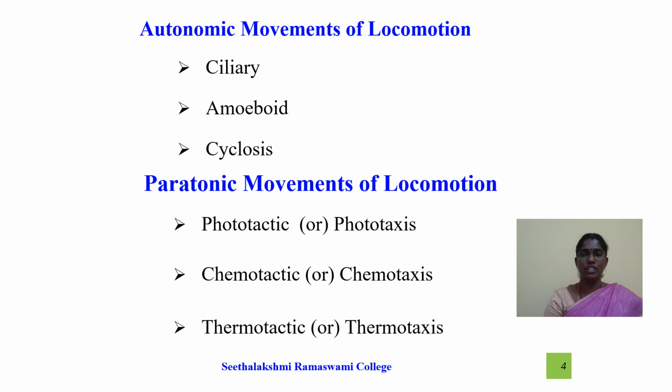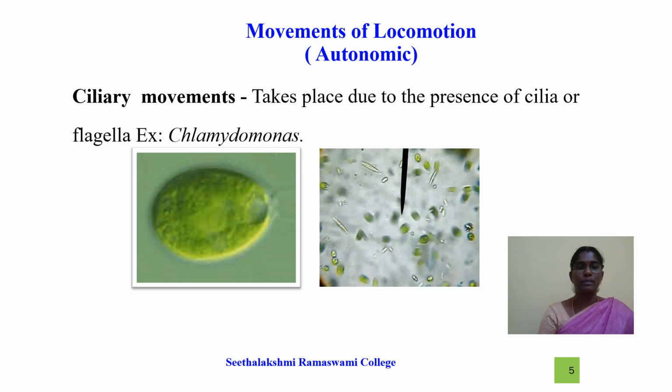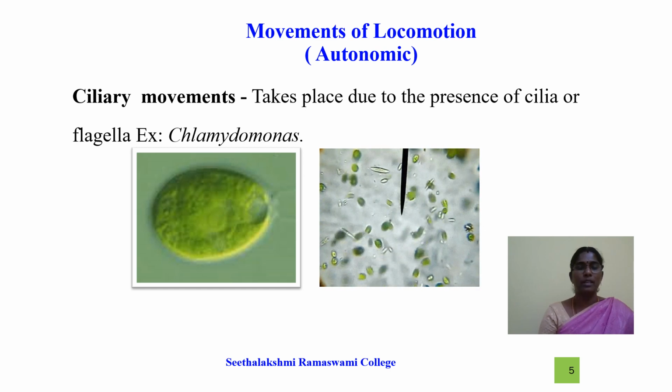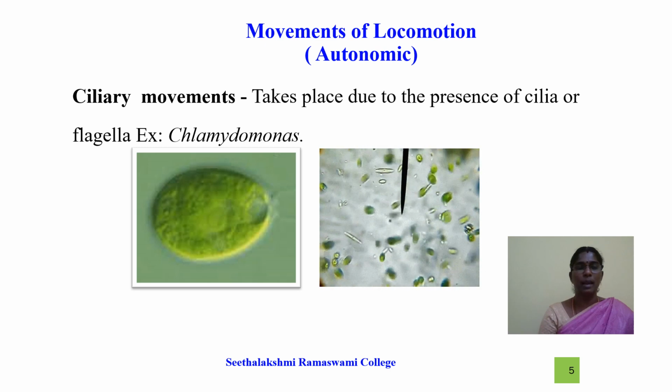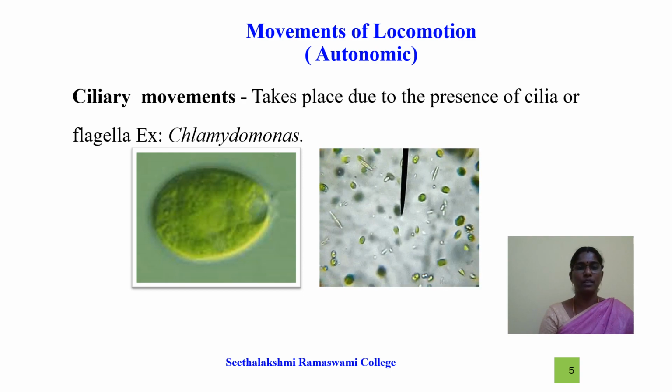Autonomic movements of locomotion have different types, that is ciliary movements, amoeboid movements and cyclosis movements. Paratonic or tactic movements of locomotion are phototactic or phototaxis, chemotactic or chemotaxis, and thermotactic or thermotaxis. Let us see the autonomic movements of locomotion. Such a movement takes place due to the presence of cilia or flagella. Example, Chlamydomonas. The movement occurs not only in Chlamydomonas, but also in Volvox, flagellated bacteria and ciliated reproductive cells.